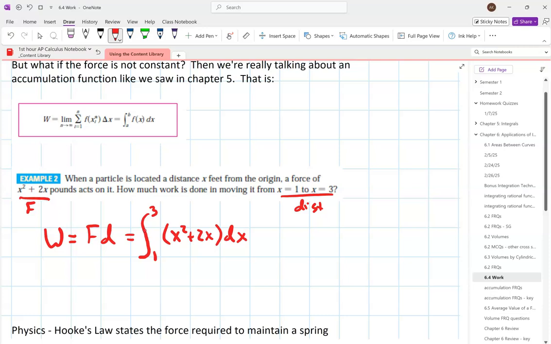So that's what the integral is saying here, right? We're just going to take an infinitely small sliver of that distance from 1 to 3, calculate the work done over that distance, and add up those infinitely many slivers, and that'll give us our total amount of work. So it basically becomes this problem, which should be an easy integral for us to do, right? The antiderivative of x squared is x cubed over 3. The antiderivative of 2x is x squared. And then we're just evaluating from 1 to 3.